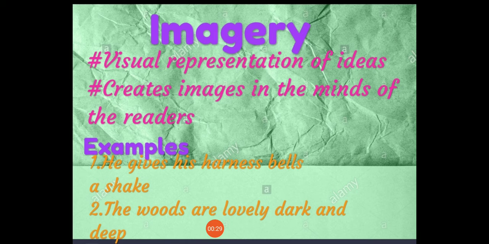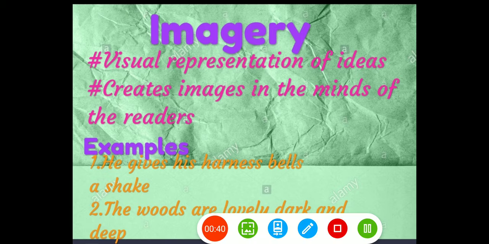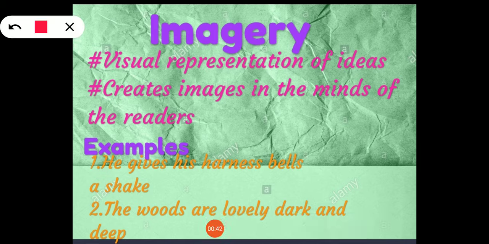The first one is imagery. Imagery is a figure of speech. It is the visual representation of ideas. It creates images in the minds of the readers. Look at the examples. See the first example: he gives his harness bells a shake.